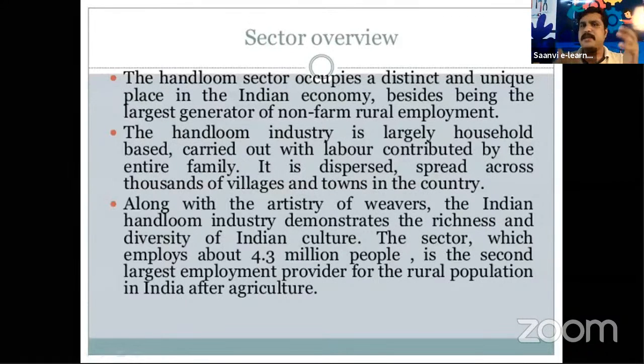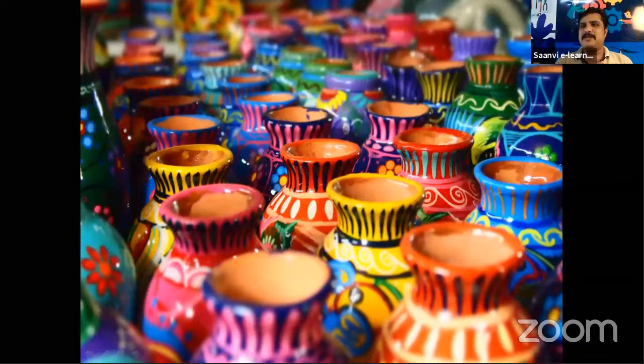I have told you in the beginning, the same concept: what is the benefit of these handicrafts and handlooms, and the same way the problems that we also have. Let us discuss that in the coming slides. And before that, see here, you can see some of these handicraft works. See how beautifully they are decorated. When you see this, you can understand the uniqueness, some speciality you can find in these pots.